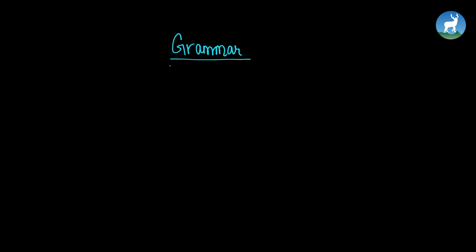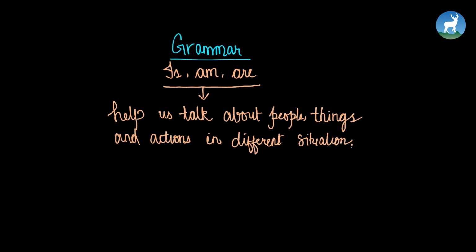Under this section, here we are going to learn the uses of is, am, and are. Before moving into the topic, let's quickly know why and where these words are used. These words help us talk about people, things, and actions in different situations, and they are used to indicate the state of being. Okay, how is something happening?